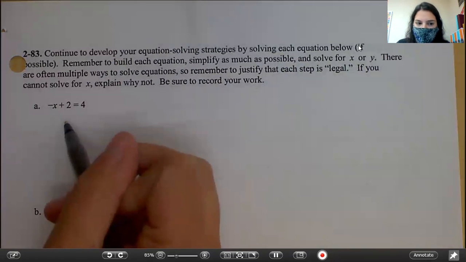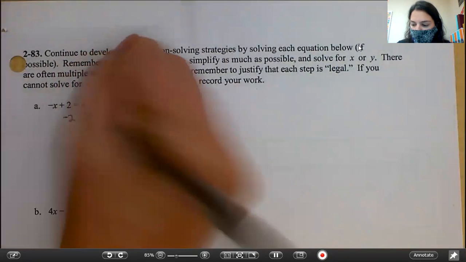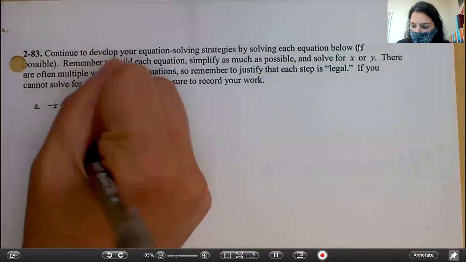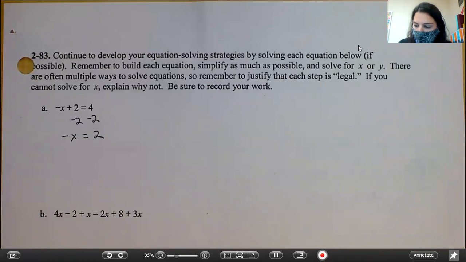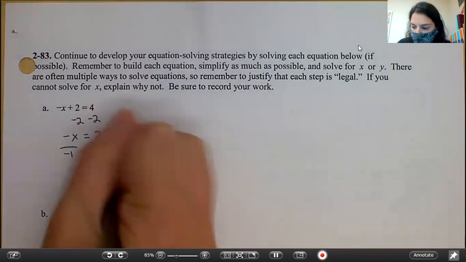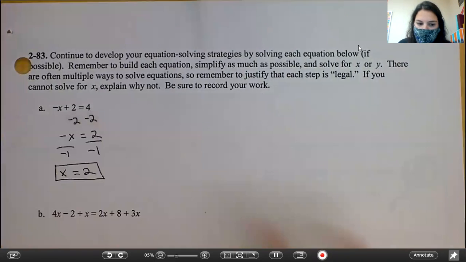So you have negative x plus 2 equals 4. We want to subtract 2 from both sides. We would have negative x equals 2. You cannot have a negative variable, so you need to divide both sides by negative 1, and you would have x equals 2 as your answer.